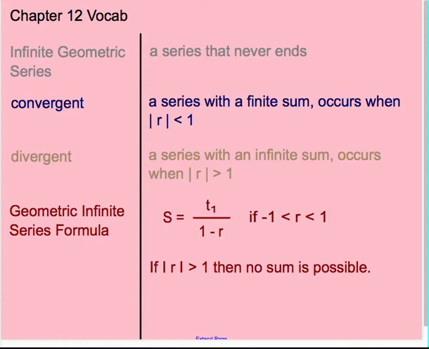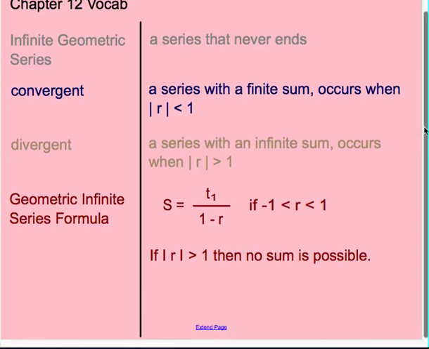A divergent infinite geometric series would be one where the absolute value of the ratio is greater than 1. So the numbers keep getting larger, so the sum keeps getting larger as well. On the bottom here, if the absolute value of the ratio is less than 1, then to find the sum, you take the first term divided by 1 minus r. So it's very similar to finding the sum of terms in a geometric series, except for that numerator in our other formula is now gone.